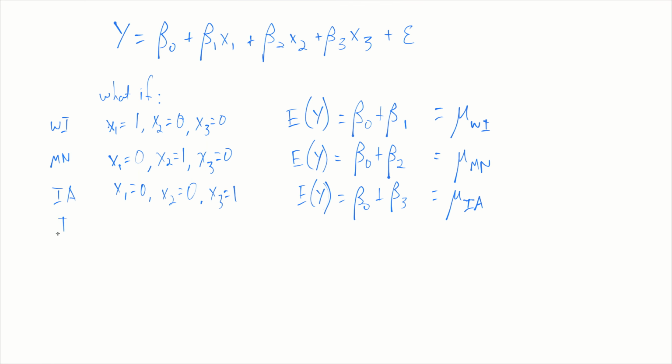Okay, let's look at the Illinois case. For Illinois, x1 is 0, x2 is 0, and x3 is equal to 0. So for all the observations from Illinois, we set these indicator variables to 0. And so the expectation for the data from Illinois is going to just be the intercept, mu of Illinois.